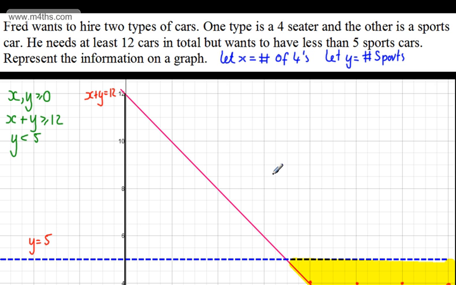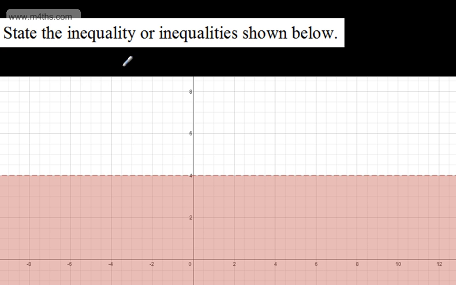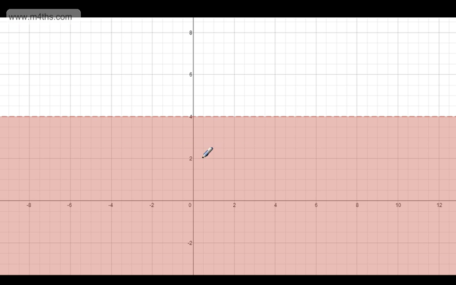Okay, so we've done those, we've graphed them, we've drawn them. Let's now look at seeing if we can interpret shaded regions. State the inequality or inequalities shown below. We're taking the shaded region to be the part that we want. So what line have we got here? This is the line y is equal to 4. We can see that it's a broken line, so we're going to say that y is less than 4. So if we were asked to state what this inequality says, it's y is less than 4.